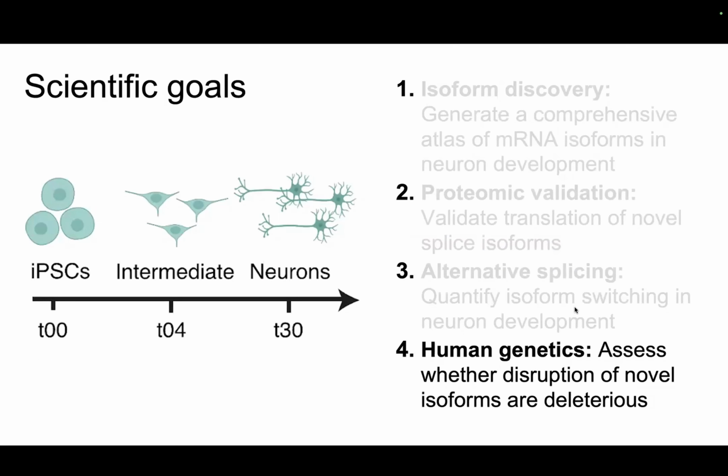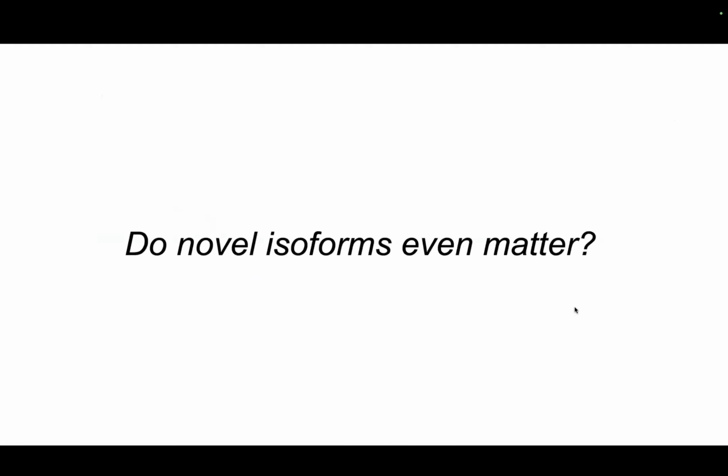Okay, so for the last part of the talk, we're now going to switch to human genetics, and we're going to ask whether mutations in any of these novel isoforms might be deleterious. I've been talking to you so much about these novel isoforms and alternative splicing, but I haven't really said yet, do they even matter? A splicing skeptic might say, well, Srijoy, does it matter? If you were to just completely, let's say, CRISPR out the whole isoform, would the cell even care?